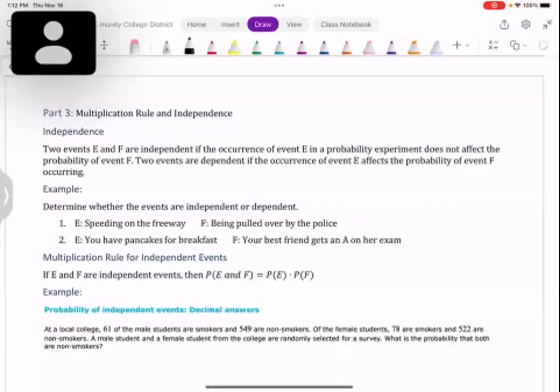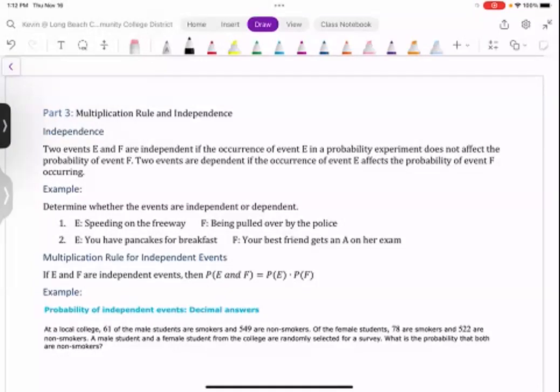Welcome back, everyone. This is section 4.3, back to our probabilities. And today we're going to learn about the multiplication rule and independence.